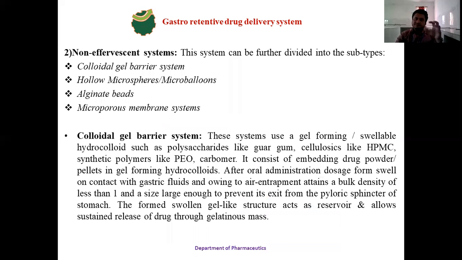So the same here. Whenever a system swells, air will be present inside that particular system. The air entrapment is there, and because of that the total system density will decrease. It is less than the gastric fluid, and because of that it will float in the gastric fluid. Also, because of the swelling character, the total dosage form will enlarge so much that it will be retained in the stomach and will not exit through the pylorus or pyloric sphincter.